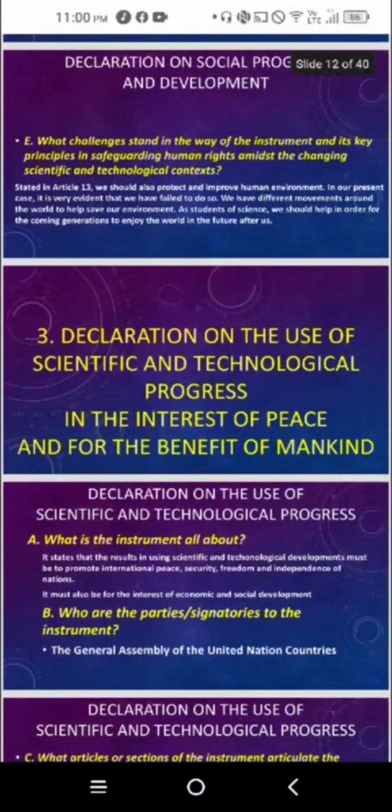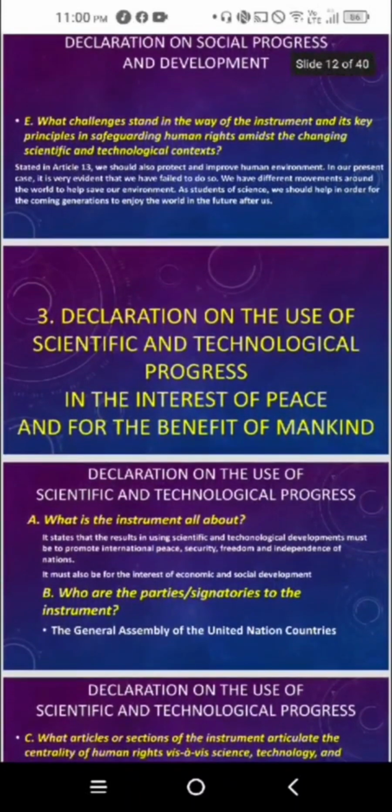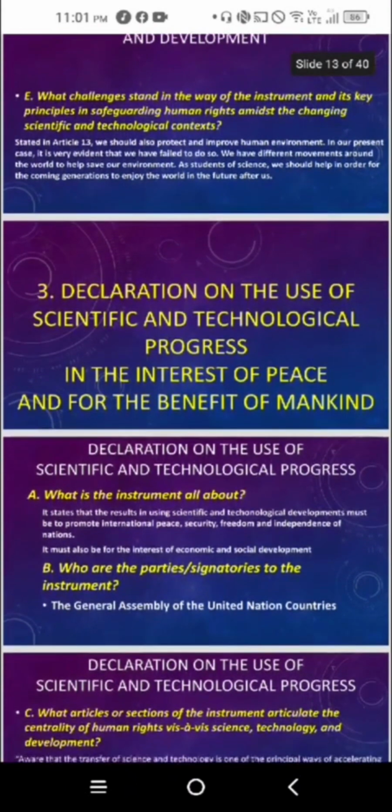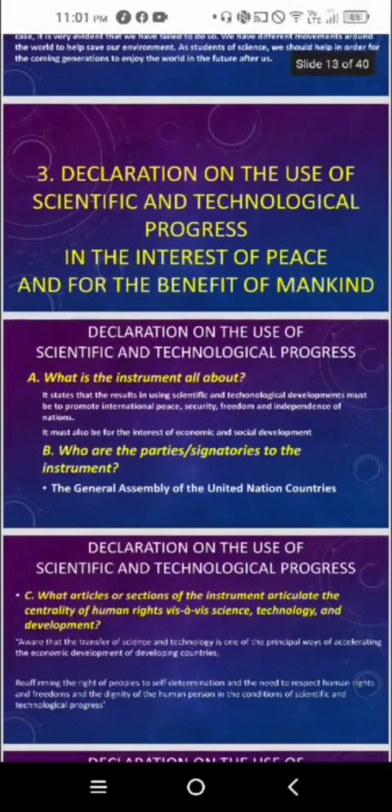What challenges stand in the way of the instrument and its key principle in safeguarding human rights amidst the changing scientific and technological context? Stated in Article 13, we should also protect and improve the human environment. In our present case, it is very evident that we have failed to do so. In the name of science, we should help in order for the coming generations to enjoy the world after us.